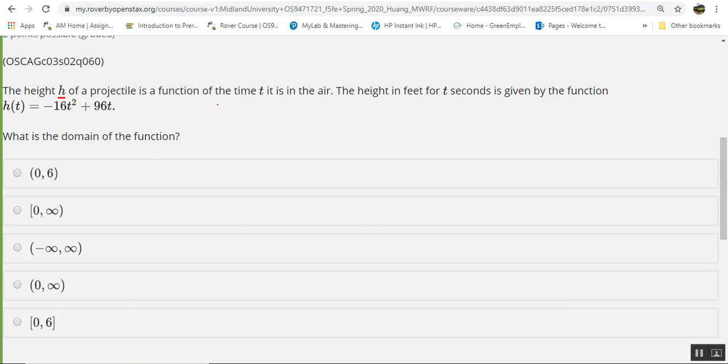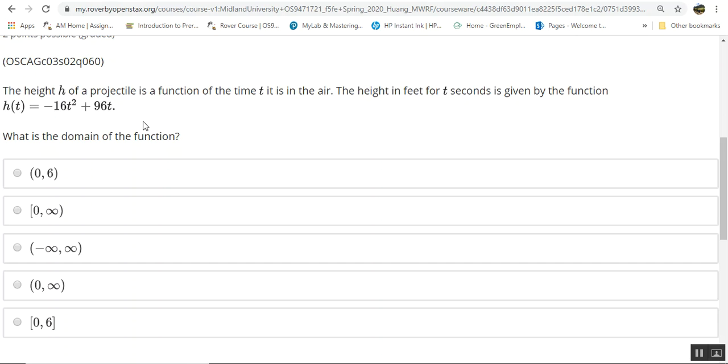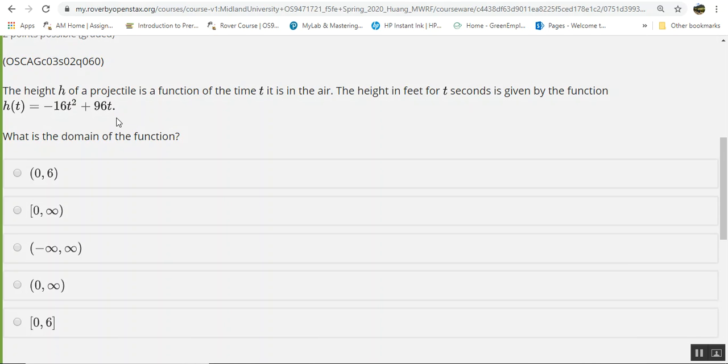So obviously if you project something into the air, the height depends on the time, how long the time has elapsed, right? Now the height is measured in feet and t is measured in seconds, and the height is given by this function, so h of t. How do you derive this one? If you're interested in it, we actually derive this kind of function in calculus. So not going to be talking about this right now.